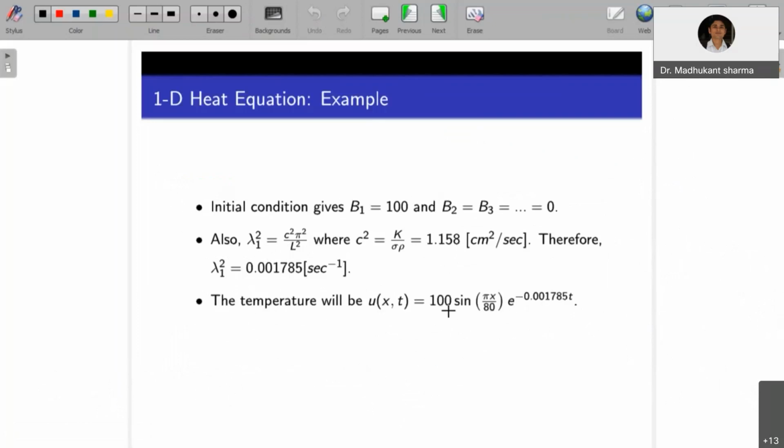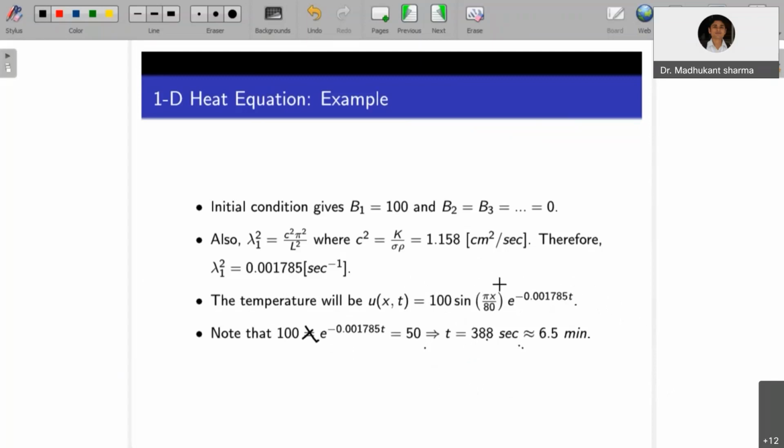The temperature will be 100 times sine pi x by 80 times e to the power minus lambda 1 square t. Now, what you want is to determine at what time this temperature will be equal to 50 degrees Celsius. So you can solve this. 100 times this is equal to 50, which implies t equals 388 seconds.